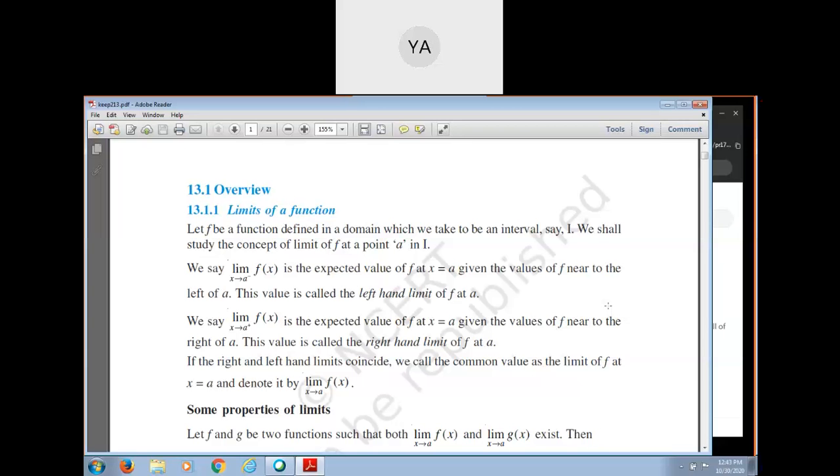Suppose we consider x equals 2. x approaches 2 means what? x approaches 2 from two sides, that is from the right side and the left side.